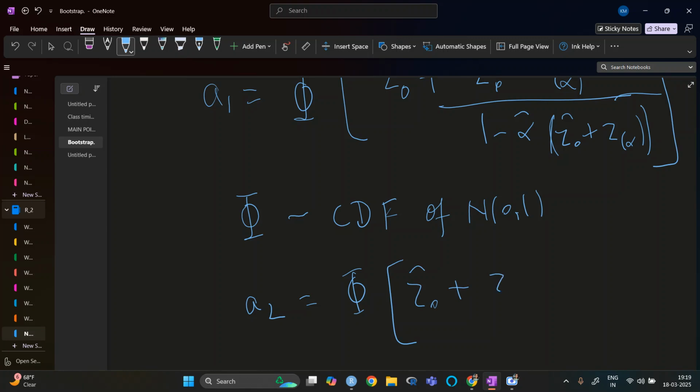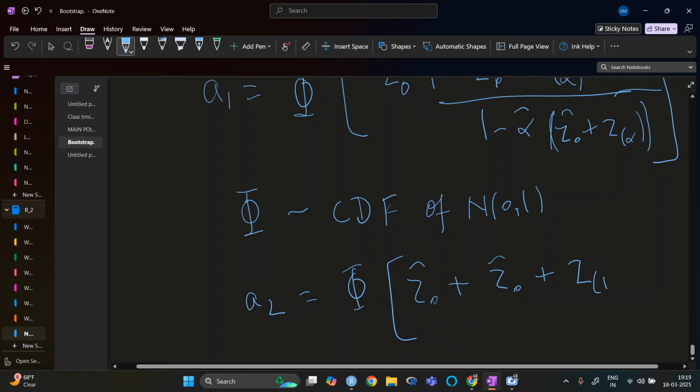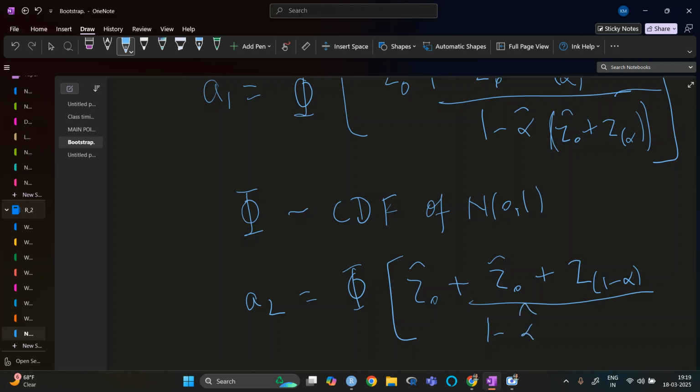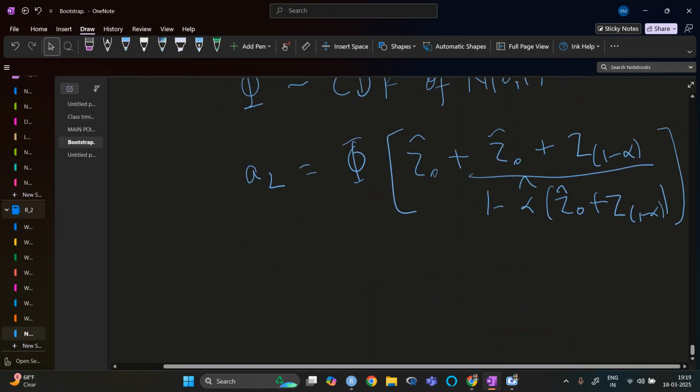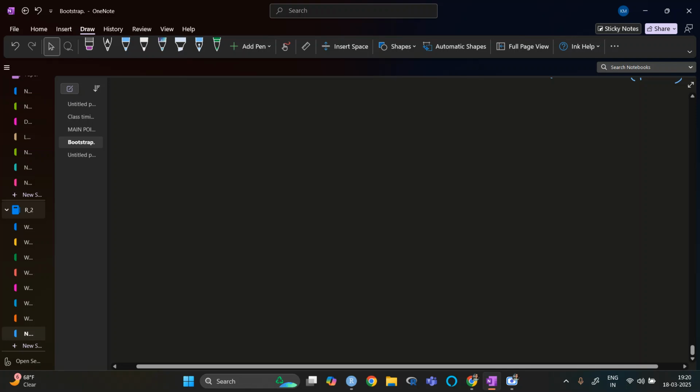z naught cap plus z 1 minus alpha divided by 1 minus alpha cap. Yes, z naught cap plus z 1 minus alpha. Okay, so these are some of the methods of bias correction.